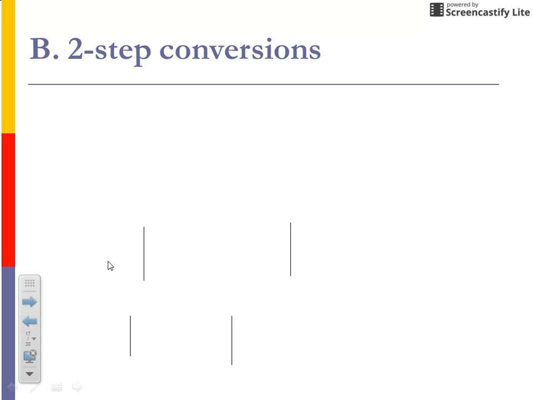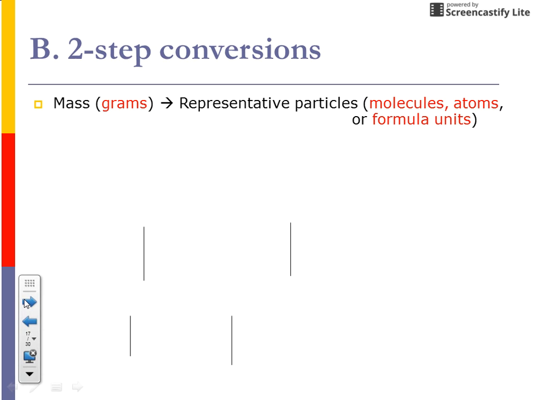Yesterday we learned how to calculate mole to gram calculations and gram to mole calculations, and also going from moles to our representative particles and back again. So those were our one-step conversions. We're going to continue on, and now we're going to look today at our two-step conversions. And really all we're doing is putting together those two separate one-step conversions into a two-step conversion.